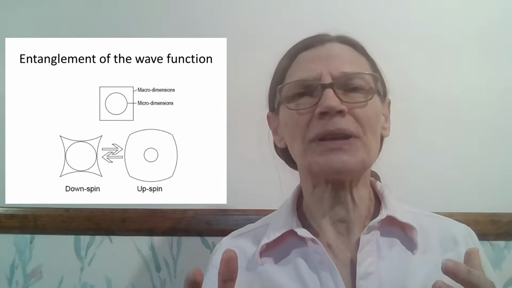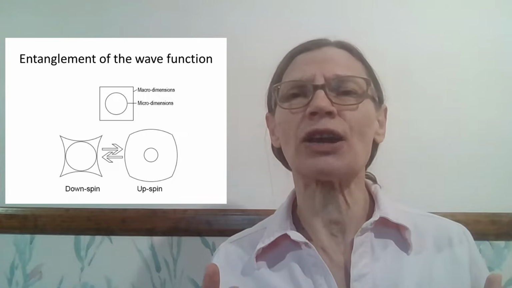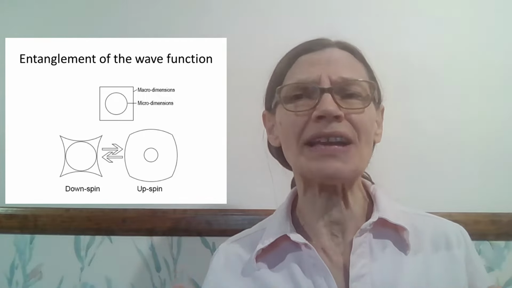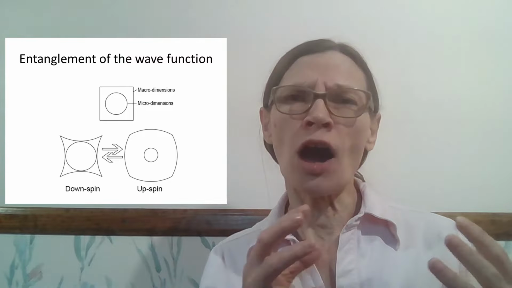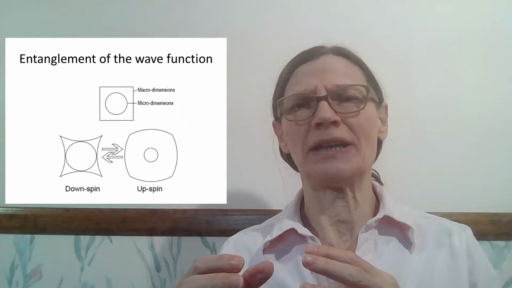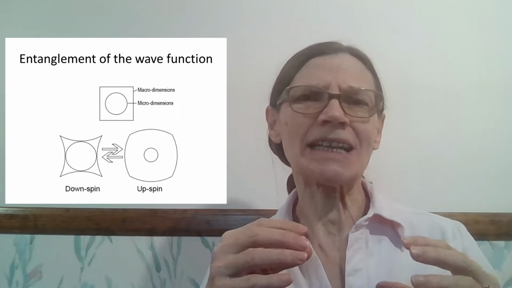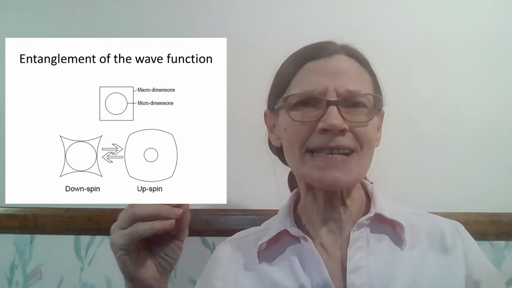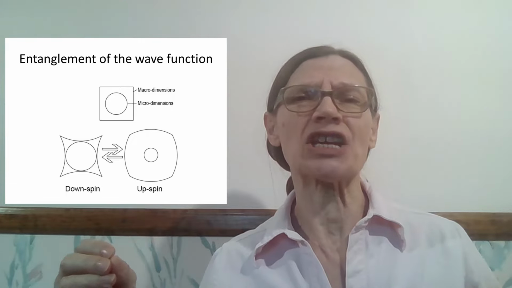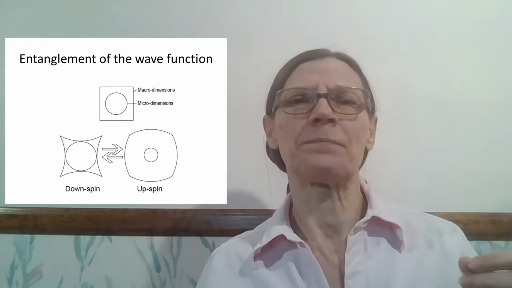Now, quantum mechanics shows that entanglement is a probabilistic division of the wave function. Upspin must balance downspin, creating local stress where this spin change happens.